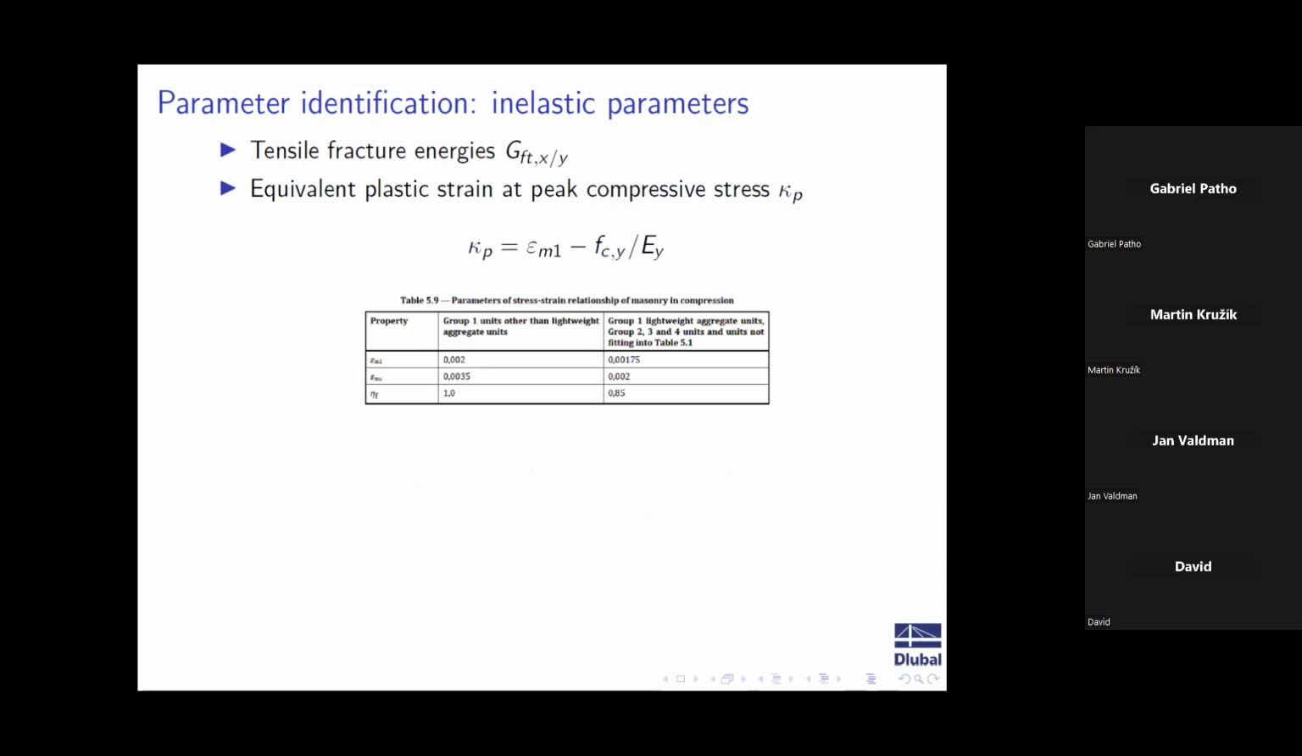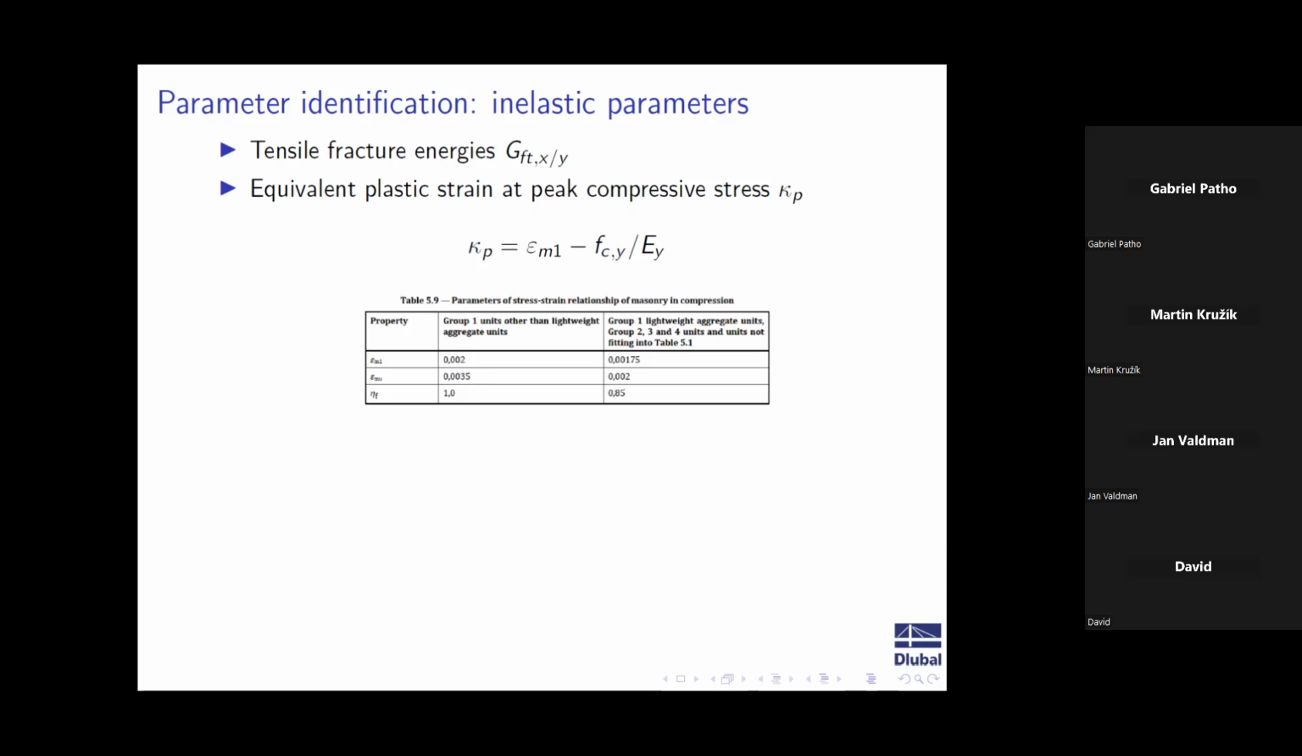As to the equivalent plastic strain, again, we do not have very much data at hand. So we use a table from EC6, which points out two points on your stress strain diagram that should be included depending on your grouping of the masonry. Epsilon M1, we assume it will be our strain at peak compression.